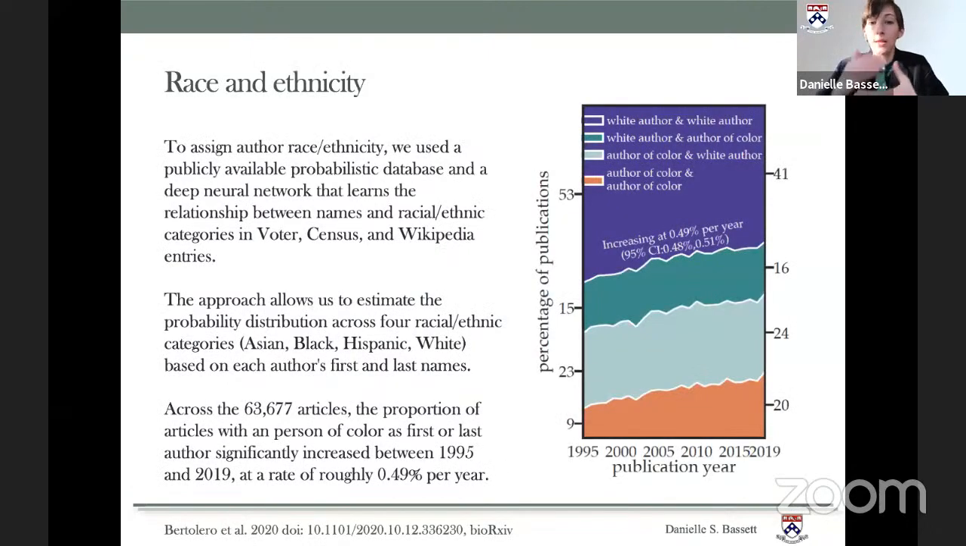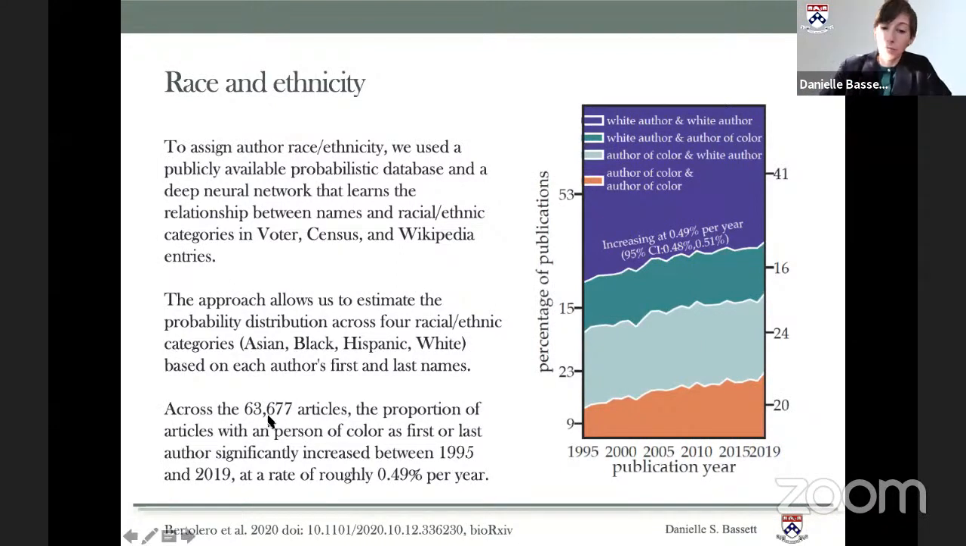So what we did is, following on the previous analysis, we assigned an author's race or ethnicity using publicly available probabilistic databases and a deep neural network that learns the relationship between names and racial or ethnic categories. The three databases that we used were Florida voter registration data, the US Census, so obviously those are both US centric, and then Wikipedia, which is international. So that allowed us to canvass names more broadly. The approach allows us to estimate the probability distribution across 4 racial and ethnic categories, so Asian, Black, Hispanic, and white, based on each author's first and last names.